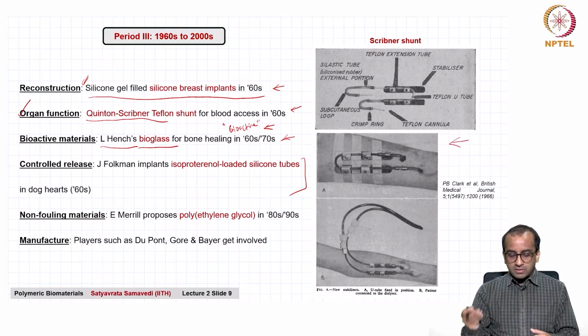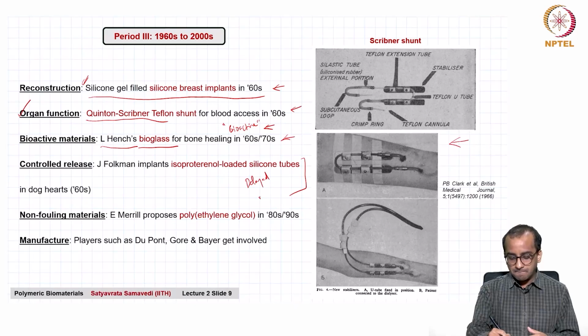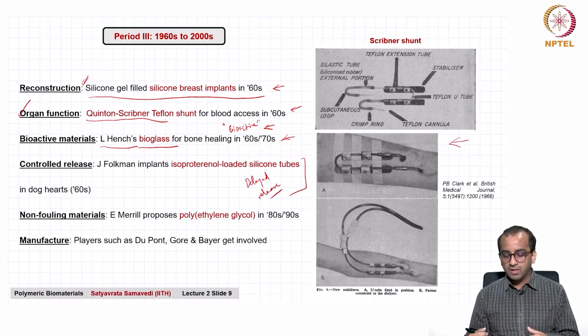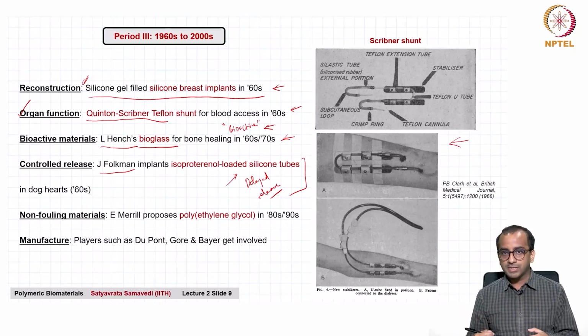And the 60s were also the period where this idea of delayed release or controlled release came about. And the idea was to use polymers where you can load drugs into them and release them over time. And Judah Folkman was one of the pioneers there, where he implants drug-loaded silicone tubes into dog hearts. Judah Folkman was also a very important name in cancer biology. He was one of the first people to propose the link between angiogenesis and cancer growth, and suggested targeting angiogenesis for slowing down cancer progression.